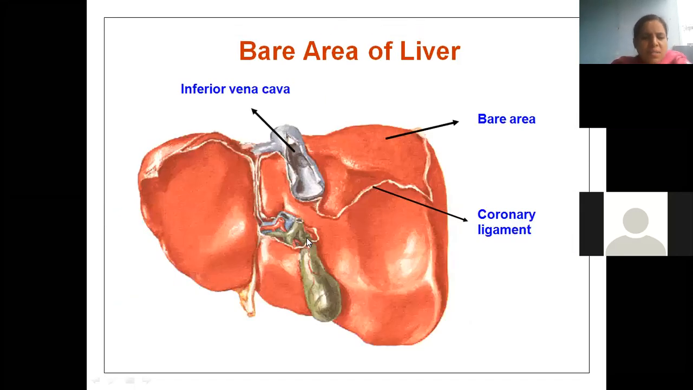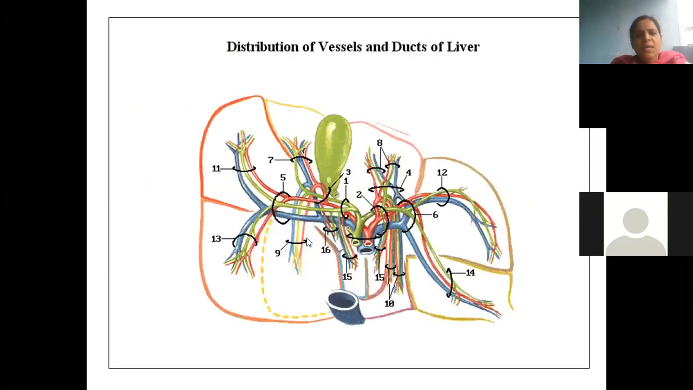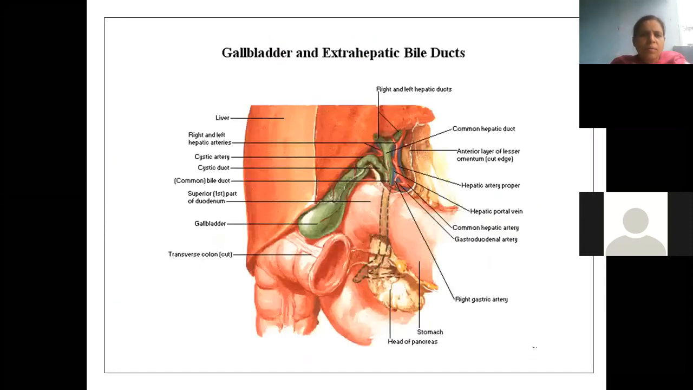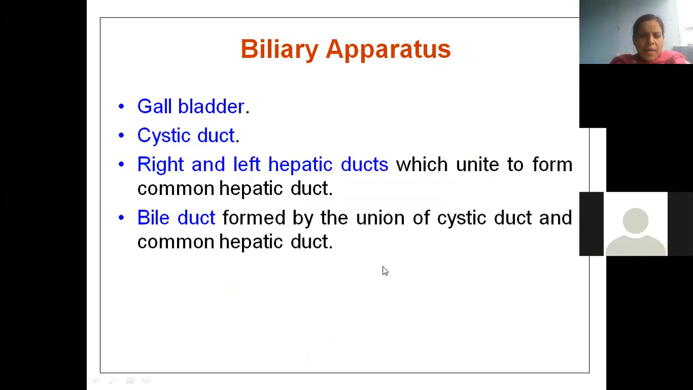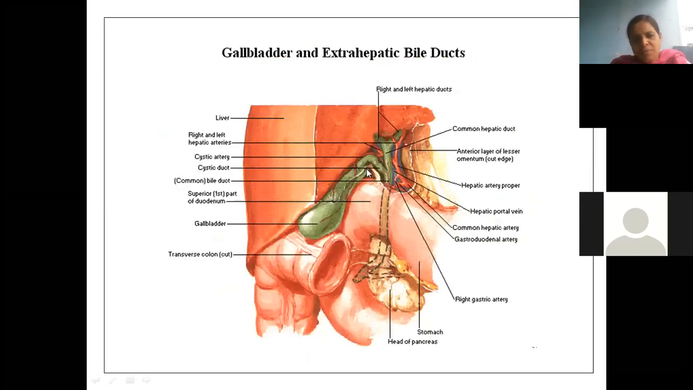Liver we did very recently, so we will see extrahepatic biliary apparatus. So the extrahepatic biliary apparatus, if you just look at the liver, liver has two lobes, right lobe and left lobe. From the right lobe, we will have right hepatic duct. From the left lobe, we will have left hepatic duct. The right and left hepatic ducts will join to form common hepatic duct. So this common hepatic duct will join this duct called cystic duct. Basically, cystic duct comes from gallbladder.